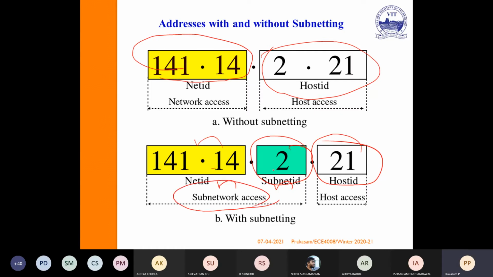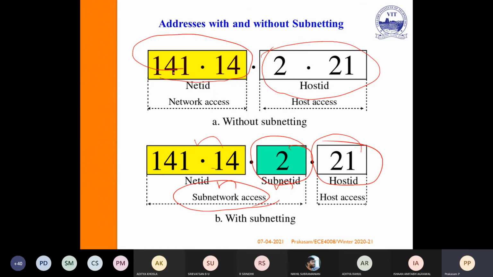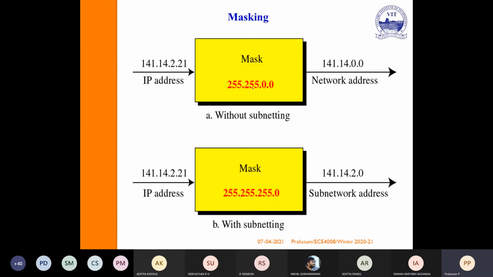The combination of network ID plus subnet ID is nothing but the subnet network address. The last part is the host ID. If you see the mask without subnet, it is only the first two fields. It is the network. So the 1s are 255, 255, and the remaining are zeros in the mask.